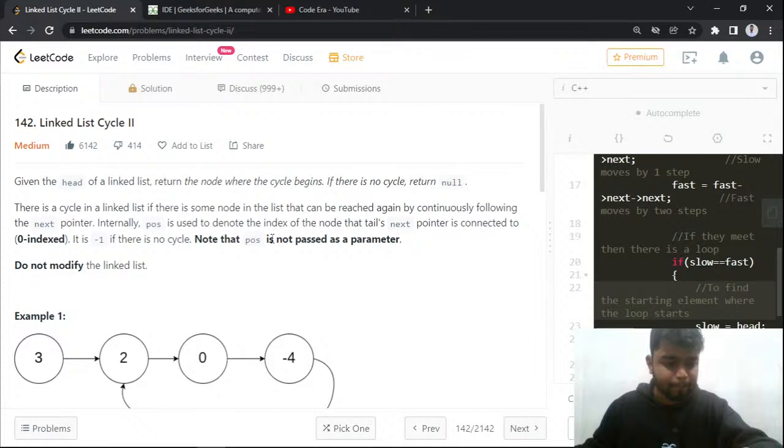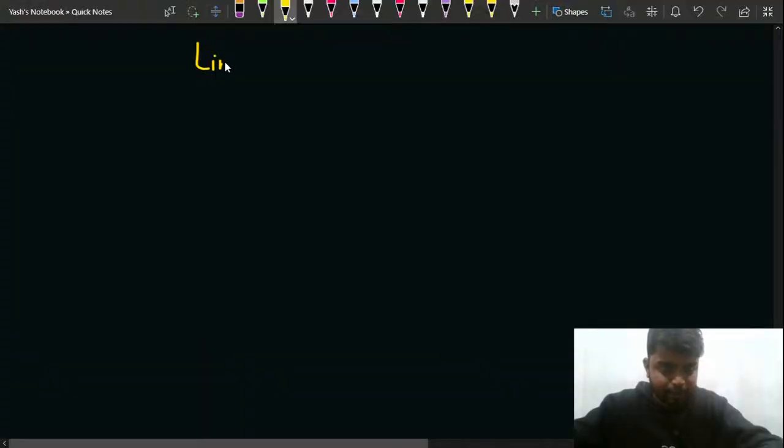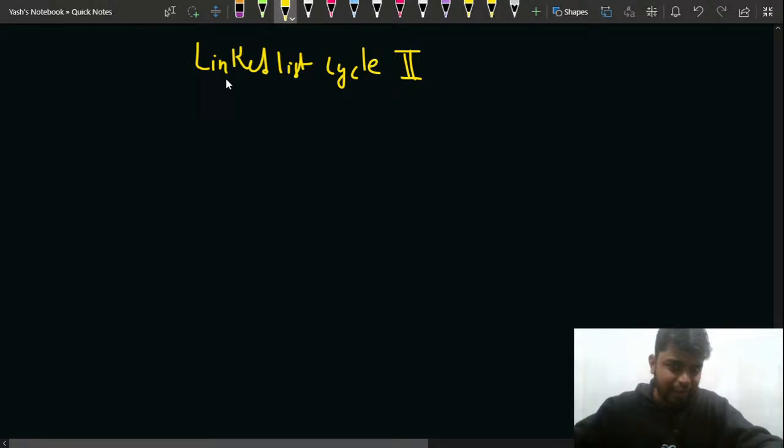Okay, right. So this particular question, as I said, is named Linked List Cycle 2. Although it's rated as a medium level problem, if you have done it once or if you just try it, it will seem easy. It's not actually a medium level problem, right?